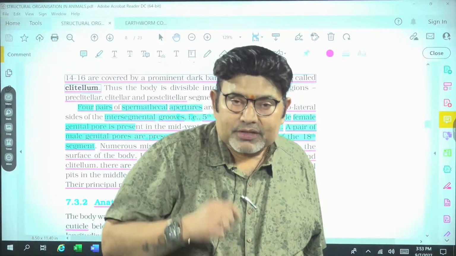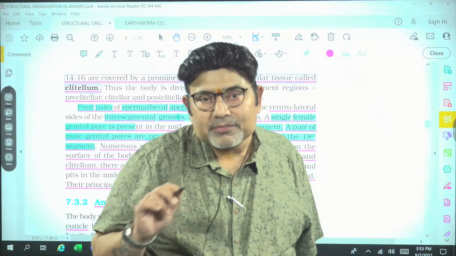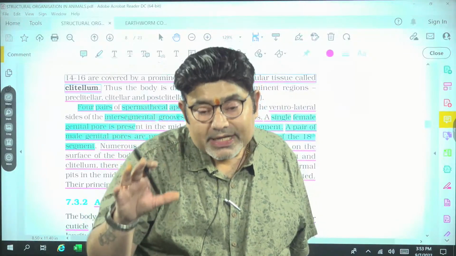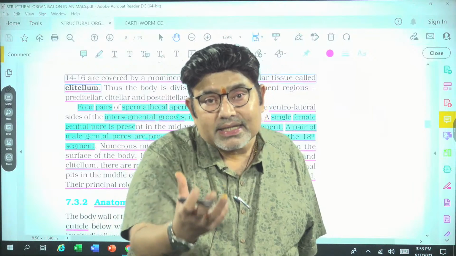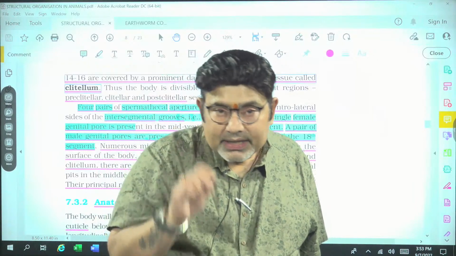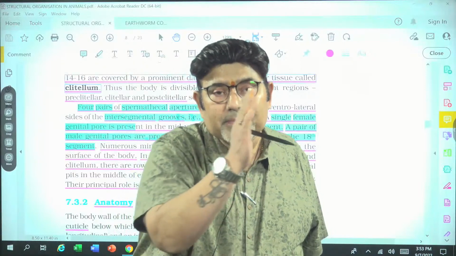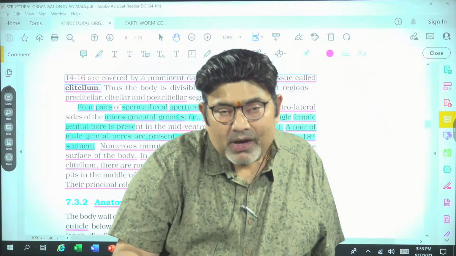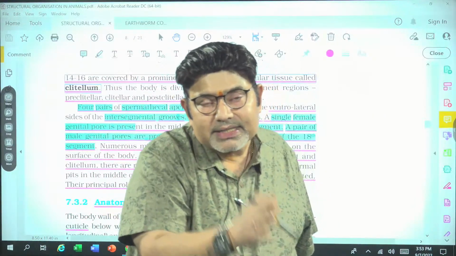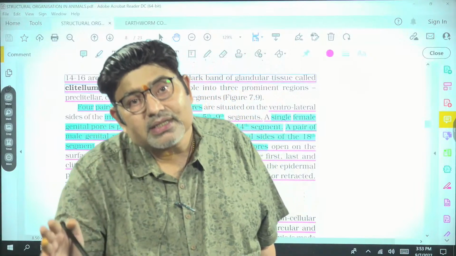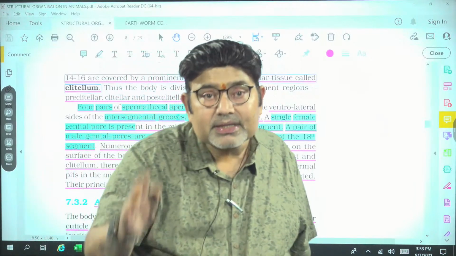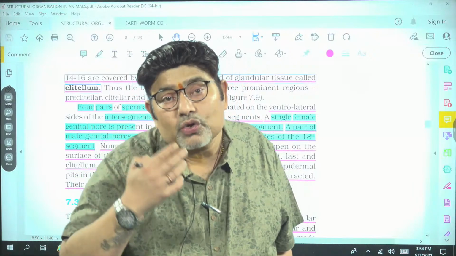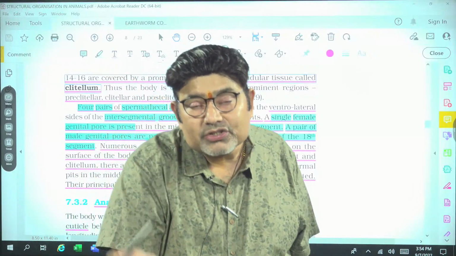These are the openings of spermathecae. Spermatheca is actually a reservoir, a receptacle for sperm. In copulation, when the male sends the gametes into the female body, the male part of the body sends the sperms into the spermatheca. Sperms are stored in the spermatheca and from there released out into the cocoon where the fertilization takes place.